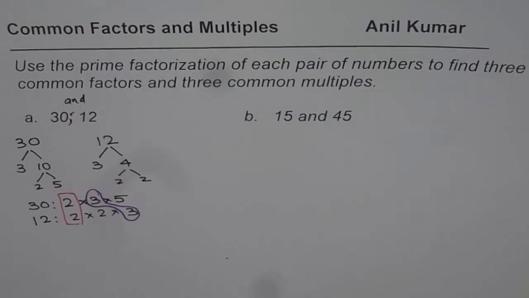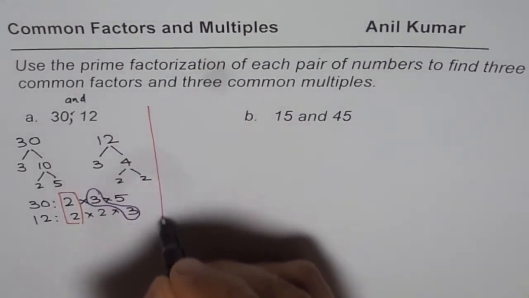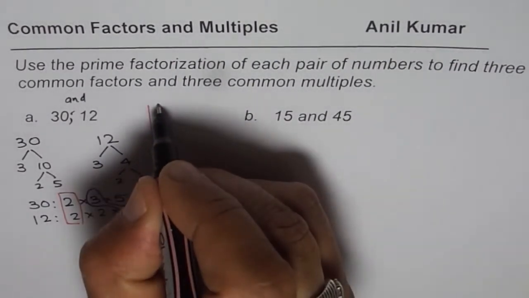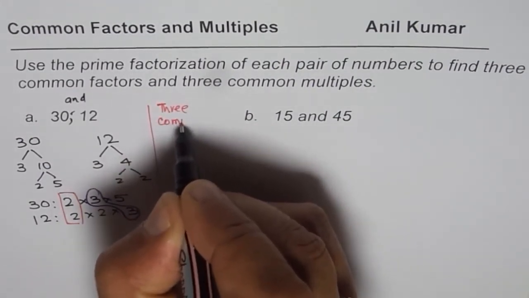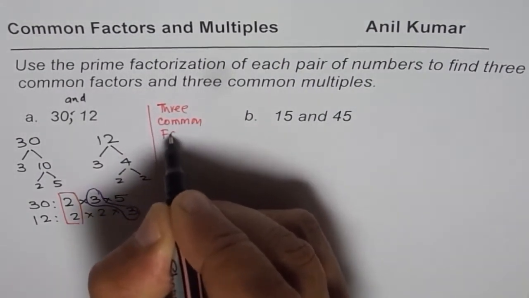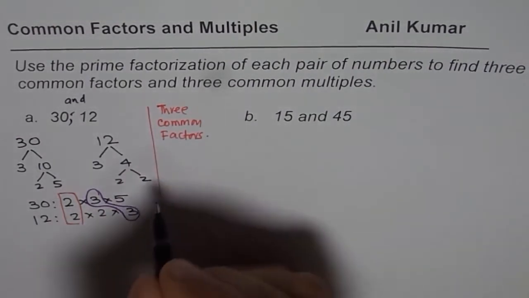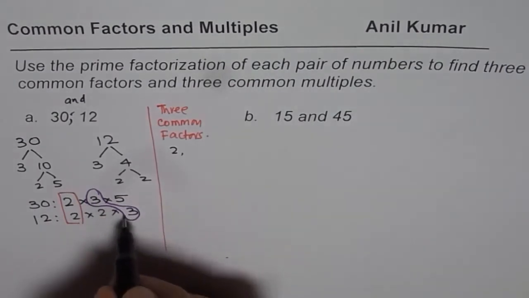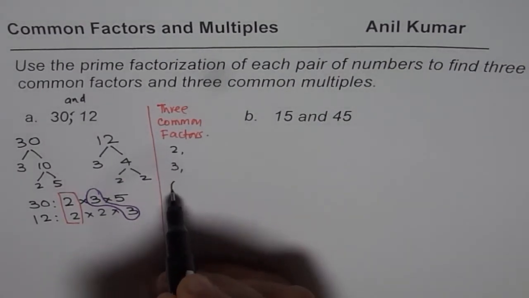Okay, so let's think about it and then write down our answer. So let me write down the three common factors. So one common factor is 2, the other one is 3. What is the third one? Well, the third one is 2 times 3, which is 6.